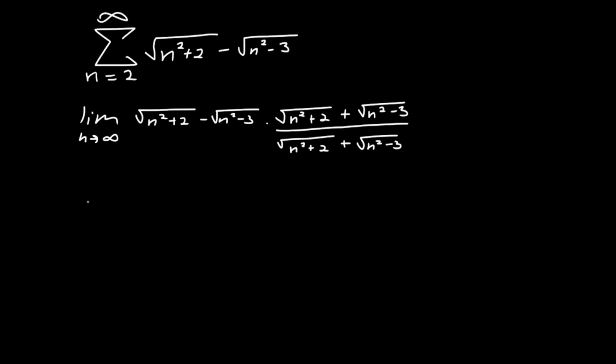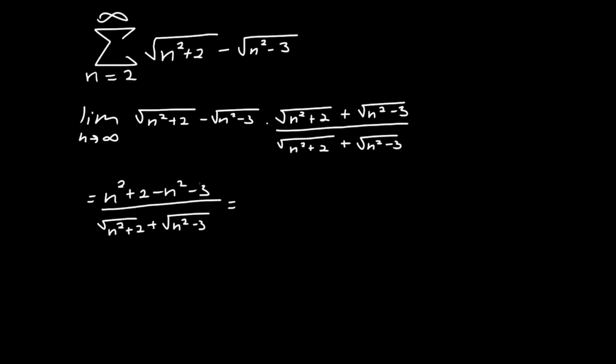And then from here, the numerator is equal to n squared plus 2 minus n squared minus 3. And this is because both of these multiplied against each other just gets rid of the square roots. And then in the denominator, we are left with the square root of n squared plus 2 plus the square root of n squared minus 3.